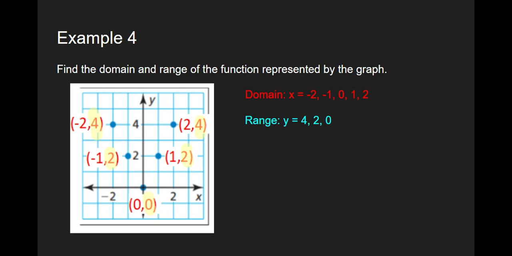Now here my range repeats. I have a 4, a 2, a 0 as I move from left to right. And then once I go back around, I have 2 and 4 again. I don't need to list the 2 and 4 twice. As long as I've listed it one time, it's fine. So we don't need to repeat. You just want to make sure that every value that is represented is listed in your range.